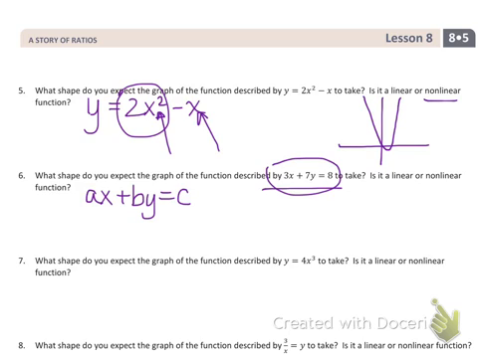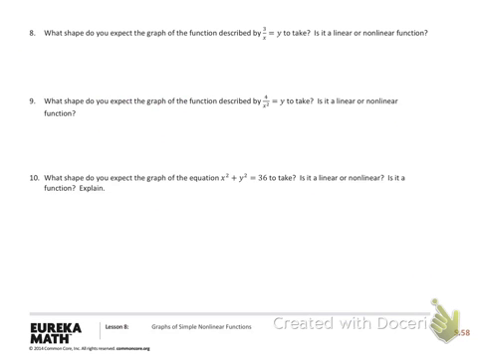What about this next one? y equals 4x cubed. So y equals 4x cubed would be nonlinear because of the exponent on the x variable. X to the third power is going to make that nonlinear. And the shape that this one's going to take is that kind of coming through and going down like that, which is kind of cool. Okay, so that's a nonlinear function.